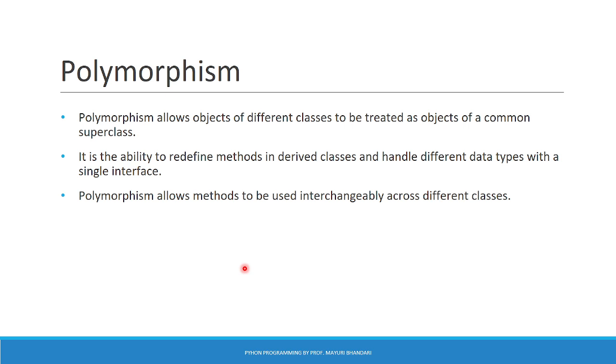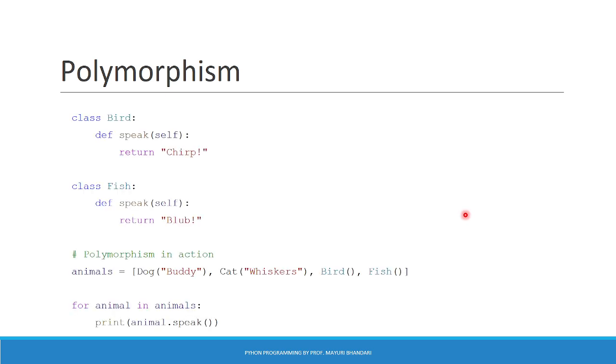Okay. Then next we have polymorphism. Polymorphism allows objects of different classes to be treated as objects of a common superclass. When one class takes multiple forms, we call it polymorphism. It is the ability to redefine methods in a derived class and handle different data types with a single interface. For polymorphism we use interfaces. Polymorphism allows methods to be reused interchangeably across different classes. Okay, let us see the example.